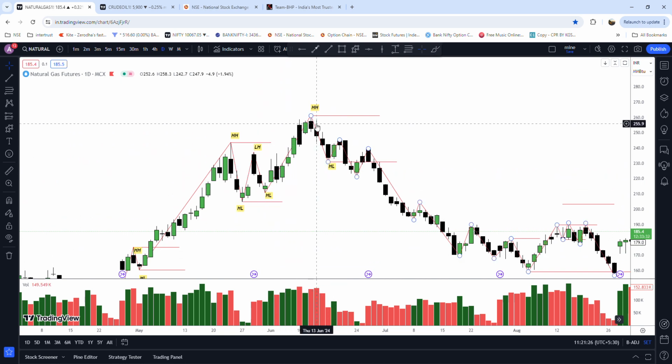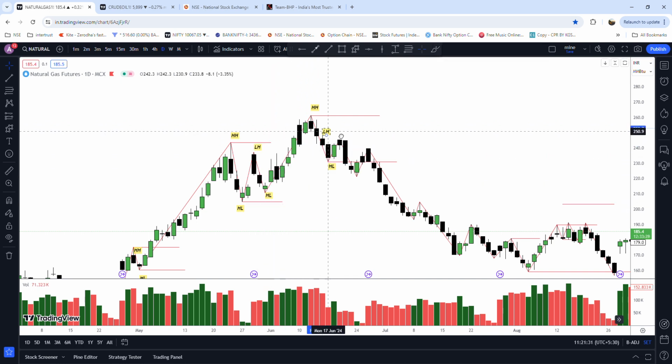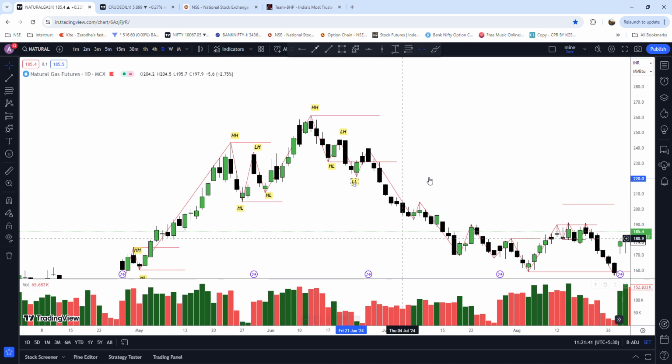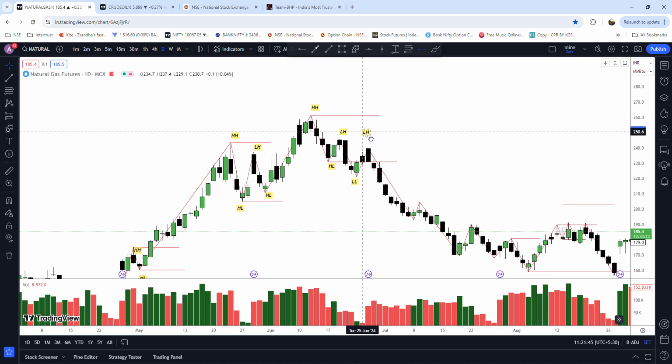For me, the market is still on an uptrend. Now, here is the first time where the market has made a lower high and a lower low, and then again a lower high here, and then a lower low here, and so on and so forth.